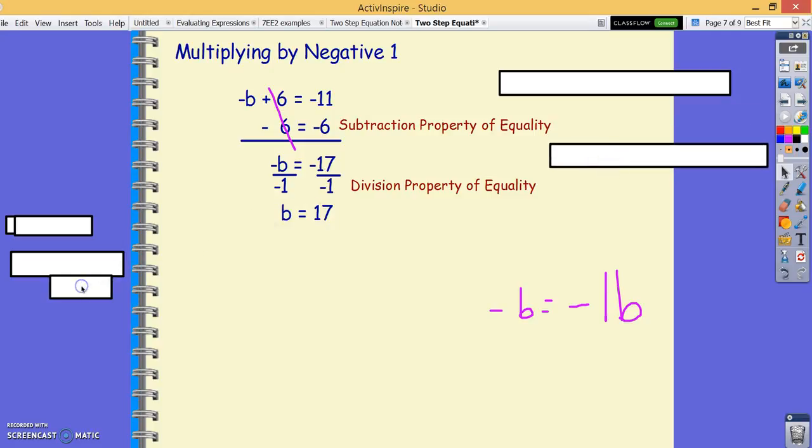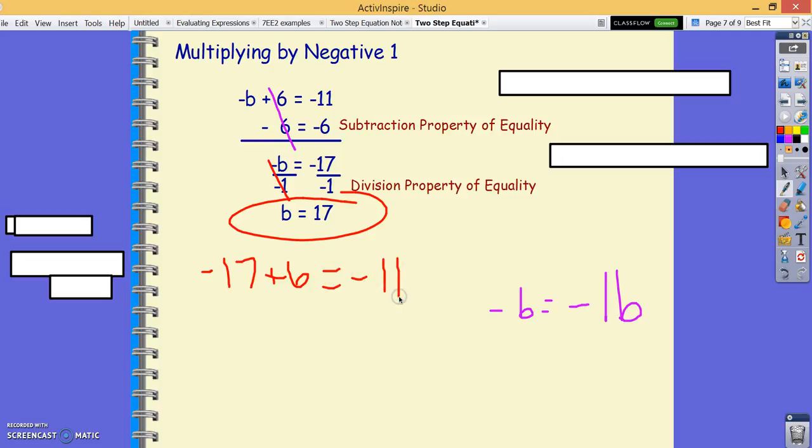And then I'm left with b equals 17 because as we know, negative divided by a negative is always a positive. So those cancel off and we're left with b equals 17. And of course we can plug that in. Negative 17 plus 6 would equal negative 11.